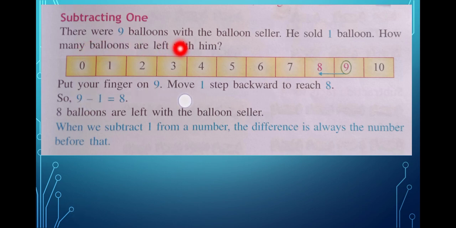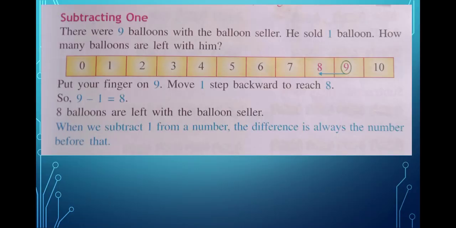There were 9 balloons with the balloon seller. He sold 1 balloon. How many balloons are left with him? So 1, okay. That means we have to subtract 1. Total was how much? 9 balloons. Okay, he sold how many? 1. That means when you have to subtract 1, what will be the answer?